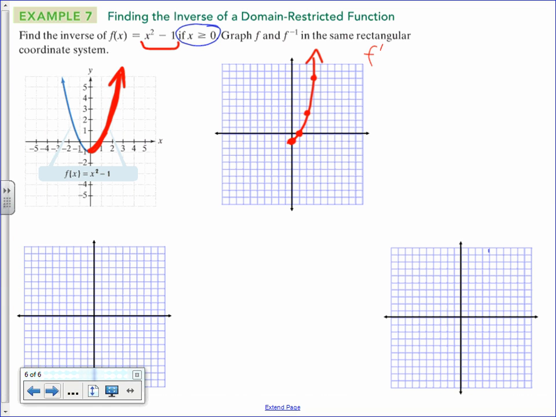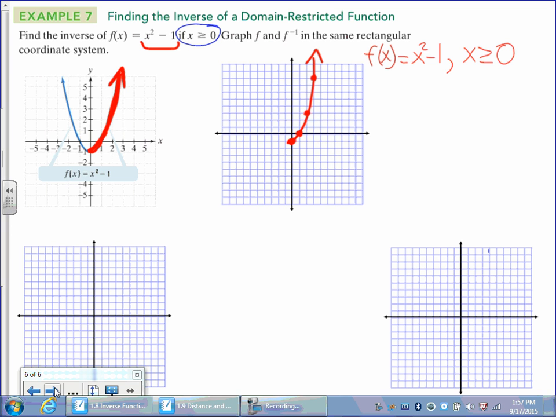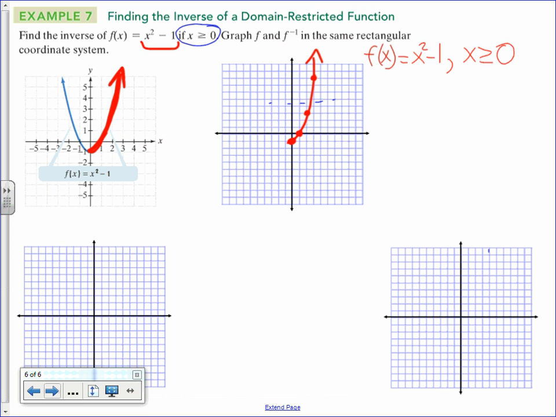The other side we're not taking, because we are only using the function x squared minus 1 when x is greater than or equal to 0. So we just kind of ignore that left side. Now, if we do the horizontal line test here, it's going to pass it. Yes, right? We'll definitely pass it. So that means that we can actually find the inverse.